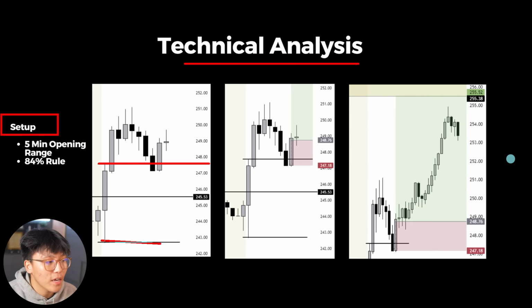Price created that 5-minute opening range. We took that first pullback. This was also an 84% rule. I'll talk about this a little bit more as well. This ended up being my actual second trade on Tesla for that day. And you can see price where we tapped into that 5-minute opening range. We had a nice reaction off that level. Once we had that confirmation candle, we risked off that low, and we're looking for those higher time frame objectives.